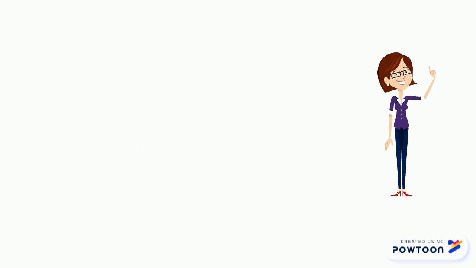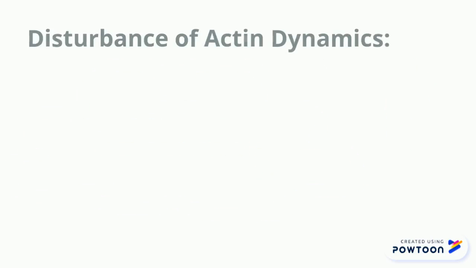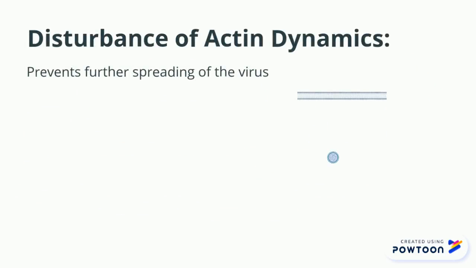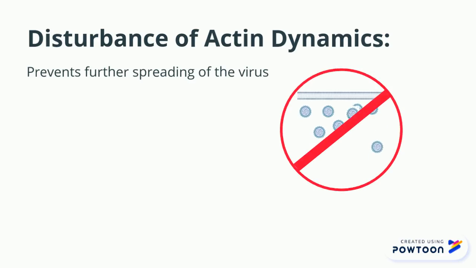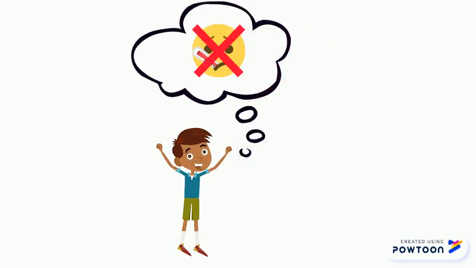Seeing actin's critical role in measles maturation and proliferation, a method of treatment using actin disruption or stabilization can be made. In a previous study, it was found that actin disruption or stabilization prevented the further spread of measles virus because transport to the plasma membrane was inhibited. The disturbance of actin dynamics was also found to affect budding and the release of the virus. Other recommended treatments include a dosage of immunoglobulin and Tylenol or Advil to reduce fever.